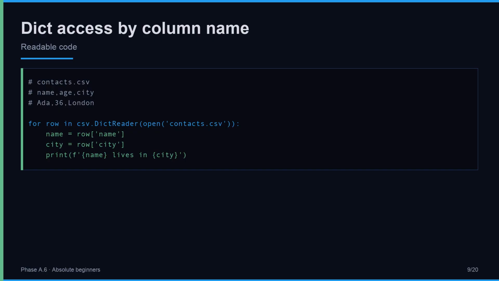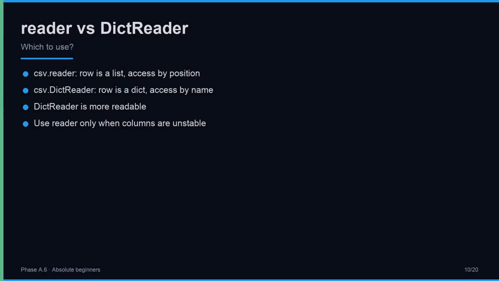Read it like English. When do you use plain reader versus DictReader? Plain reader gives you a list, access by position, row index 0, row index 1. That is fine when the file has no header or when columns are not stable. DictReader gives you a dictionary, access by name, row['name']. It is more readable and more robust to column reordering. For everyday work, default to DictReader. Reach for plain reader only when you have a specific reason. Default to DictReader.